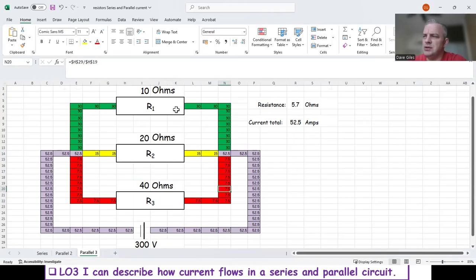Most of the current is going through the smallest resistor, the 10 ohm resistor, because current takes the easiest path, or most of it will. So most of it is going through the 10 ohm resistor.